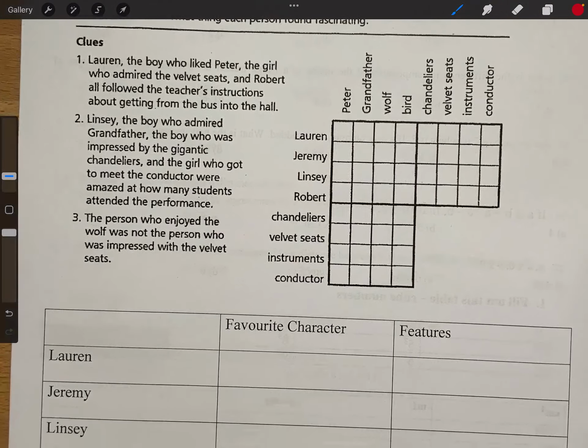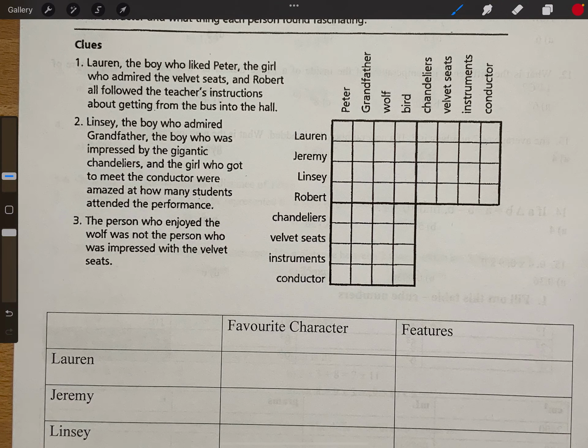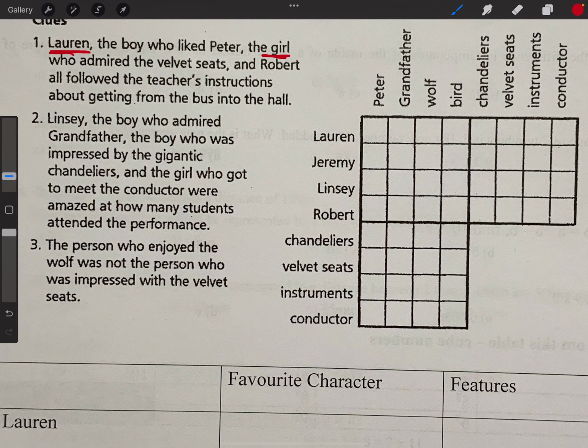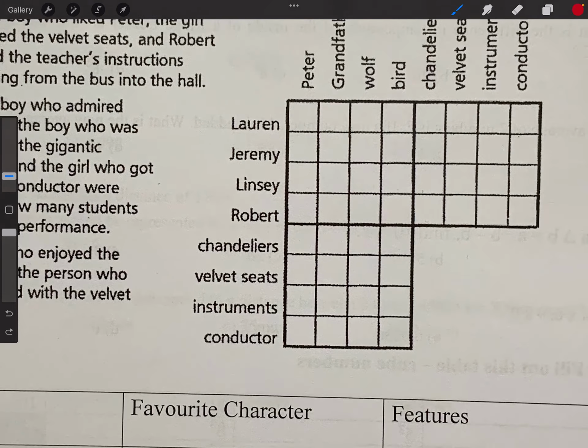Alright, this is listing people. The first person is Lauren. Actually, because it mentions boys and girls and so on, let's determine who's a boy and who's a girl. Lauren should be a girl, that's a girl name. Jeremy should be a boy, Lindsay should be a girl, and Robert should be a boy.